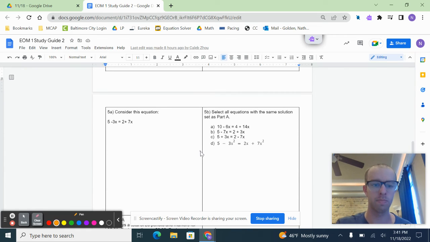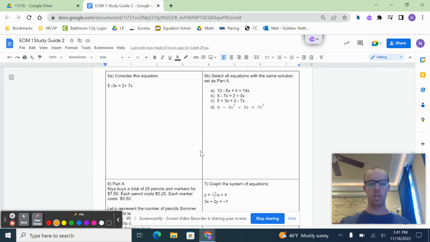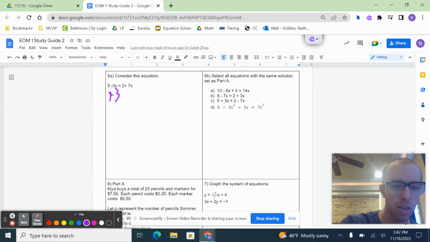All right, let's do question 5. It says consider the equation 5 minus 3x equals 2 plus 7x. So we need to solve it. Simple here. Again, I got variables on both sides. I can't have that. I'm going to get rid of the negative 3x on this side, so there's only variable terms on this side. To get rid of a negative 3x, I add 3x to each side.